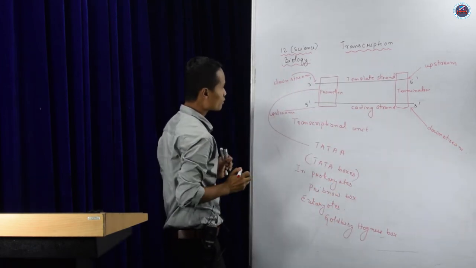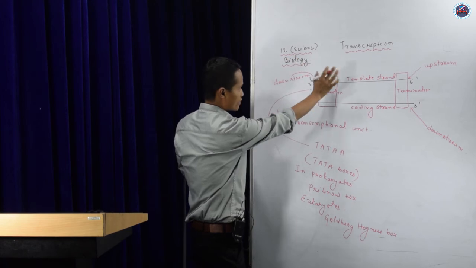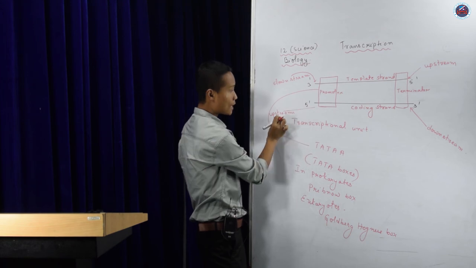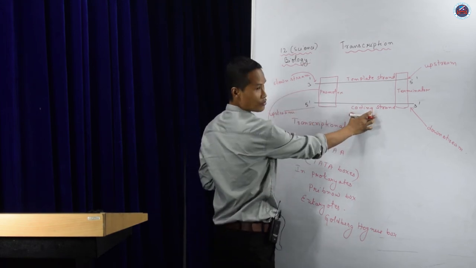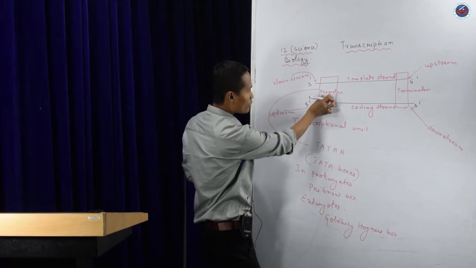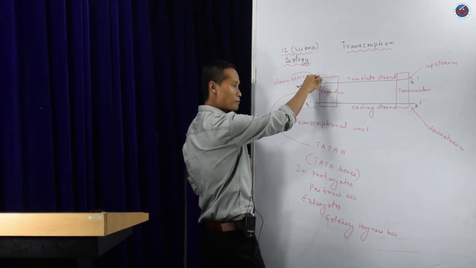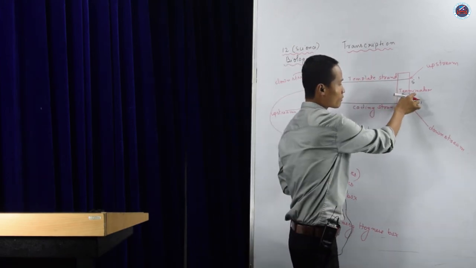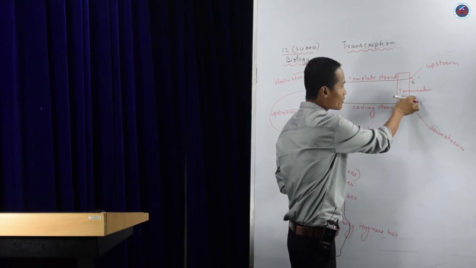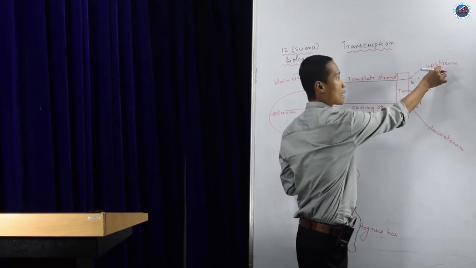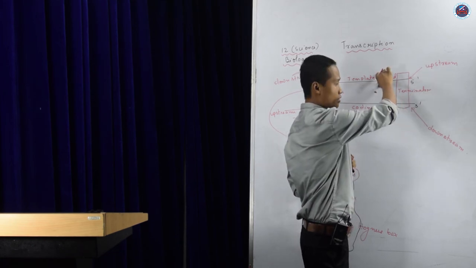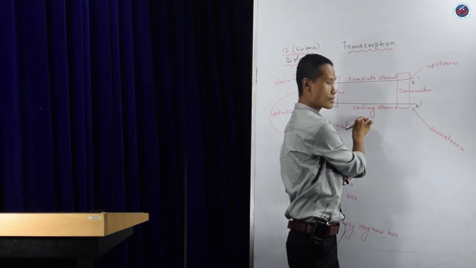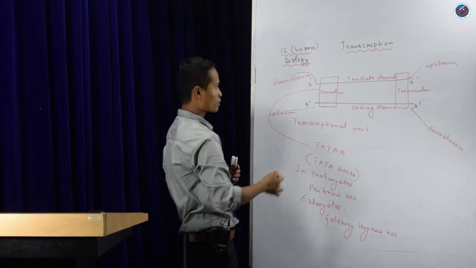In MCQs, these questions can be asked. In a transcriptional unit, the promoter is at the 5' end, that is the upstream of the coding strand. We can also say the promoter is at the 3' end, in the downstream of the template strand. Likewise, the terminator is at the 5' end, in the upstream of the template strand, and downstream, that is the 3' end, of the coding strand. So this is about the transcriptional unit.